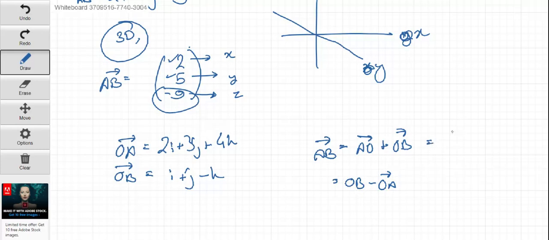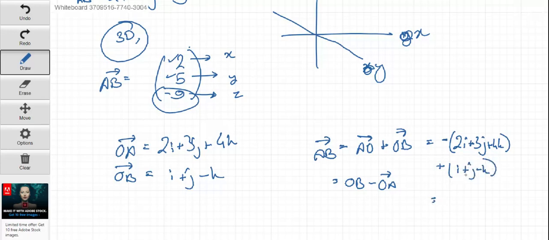In any case, what you have to do is simply perform the addition or subtraction. So for example, this is negative 2i minus 3j minus 4k, and the OB is i plus j minus k. And how would you do this?